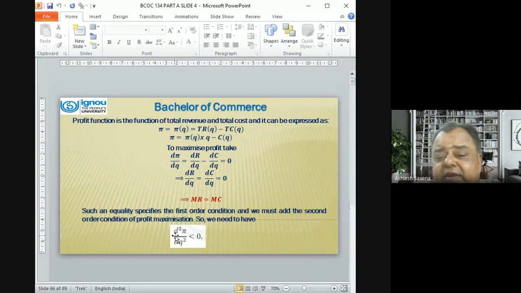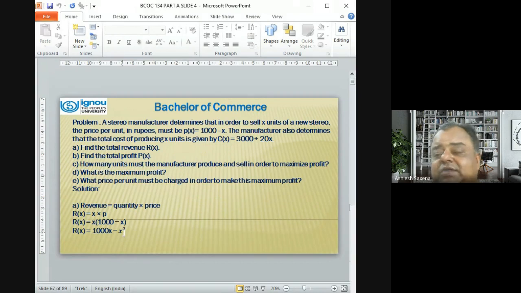This is the first order condition, and we must add the second order condition of profit maximization. So we will be differentiating d pi upon dq again. For the second derivative, we are going to get d square pi upon dq square less than 0. Now see, by taking up a problem.